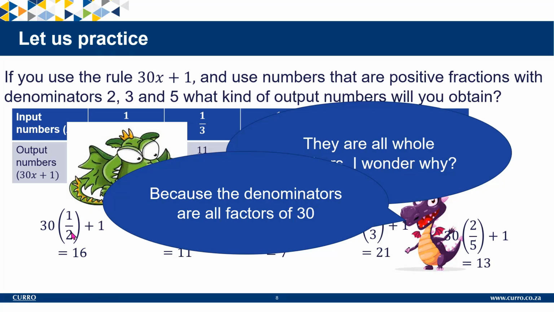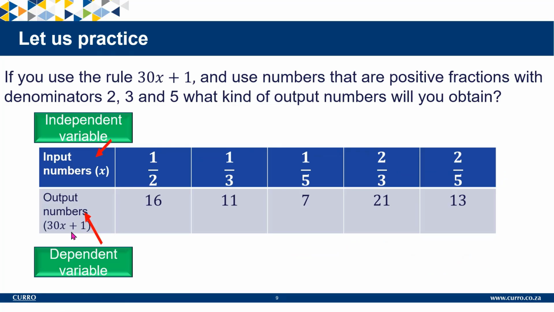and that's why it gives us whole numbers. What are the independent variables and the dependent variables? The independent variable is the input number, and the dependent variable is the output number. Independent because we choose the values. Dependent because this value depends on a formula. The formula that is applied to this value will result in the output value.